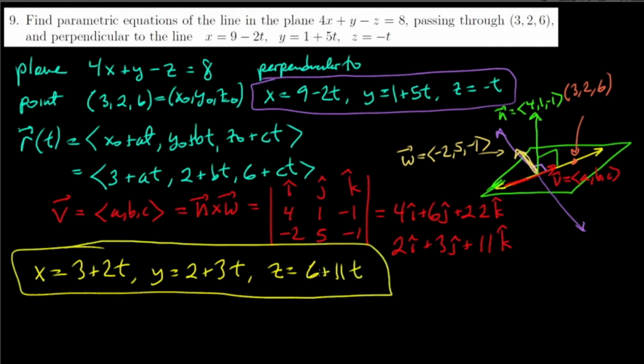And again, your results may vary. You might have a different answer. As long as it's the same line, then that's fine. Notice it says find parametric equations. It doesn't say find the parametric equations. So there are other answers here, but I think this is the one that probably makes the most sense. And I'm guessing that's probably the one in the answer key.